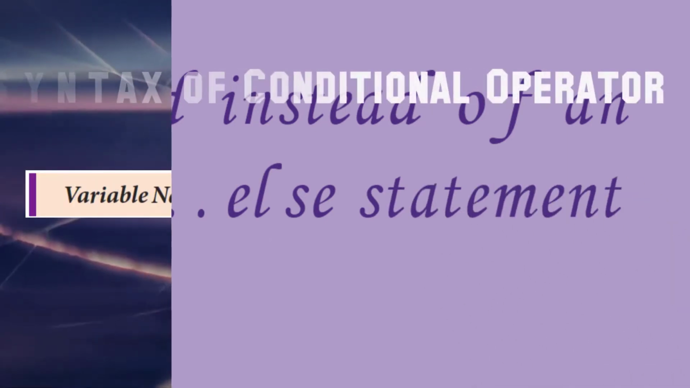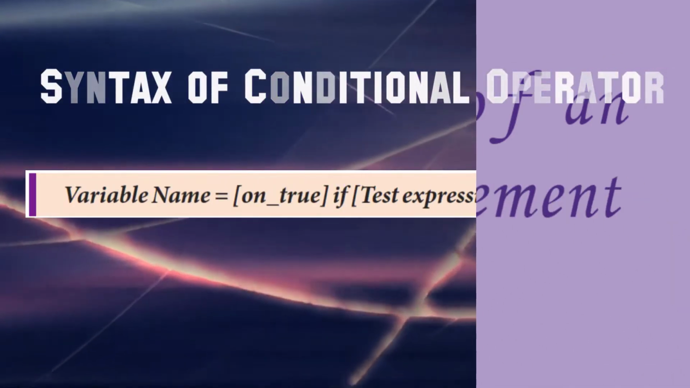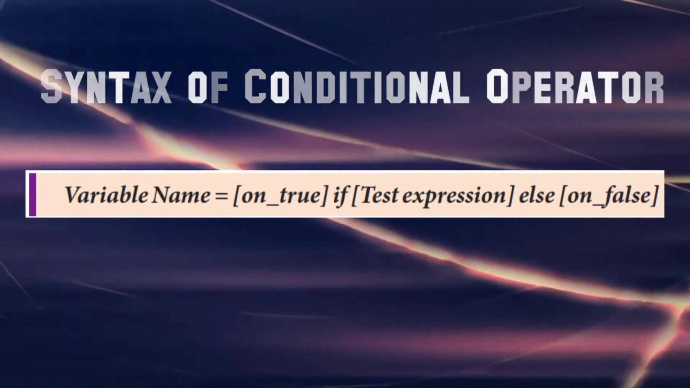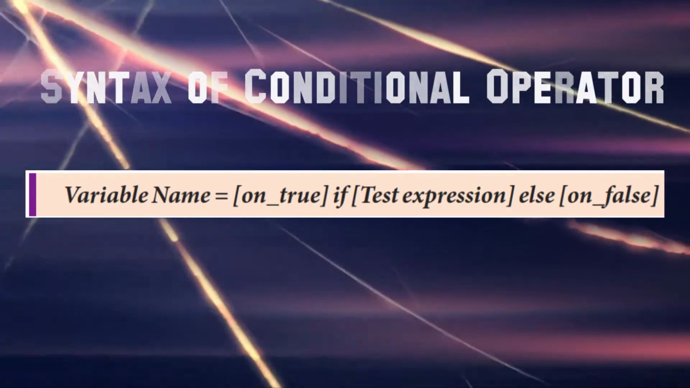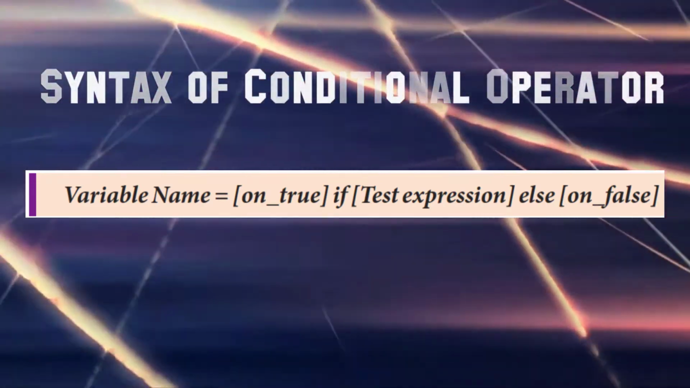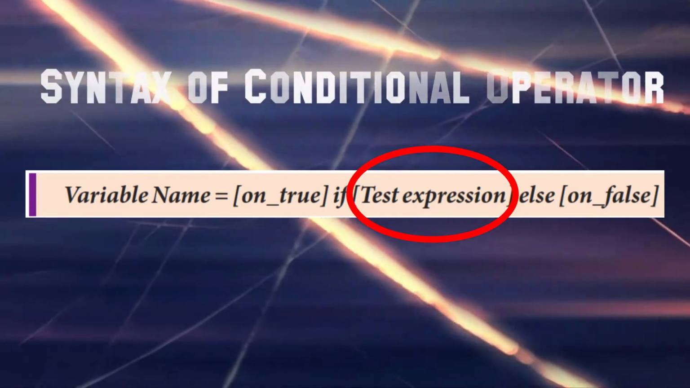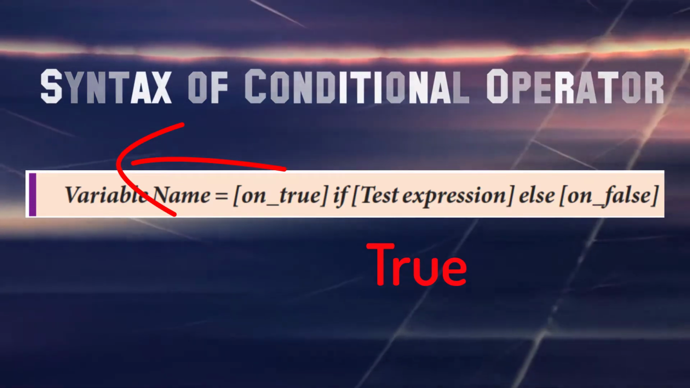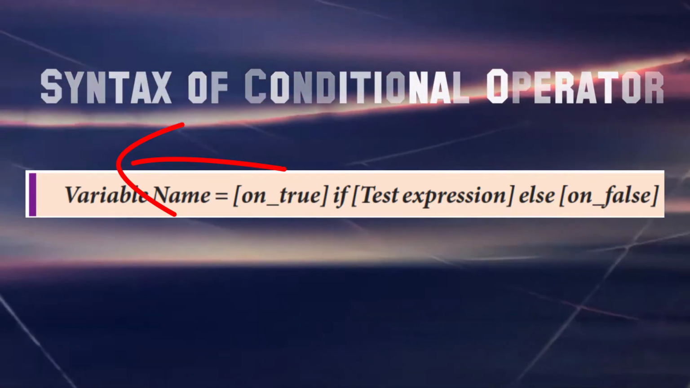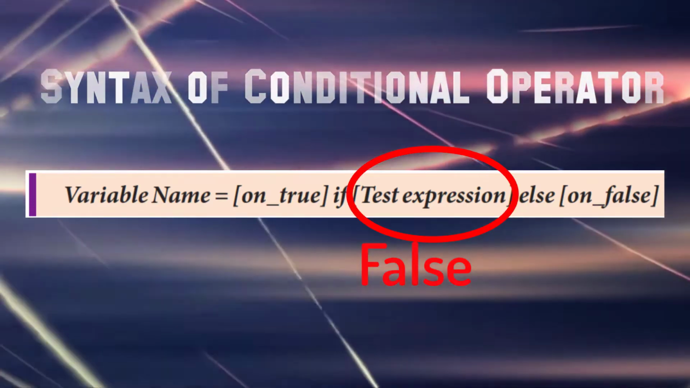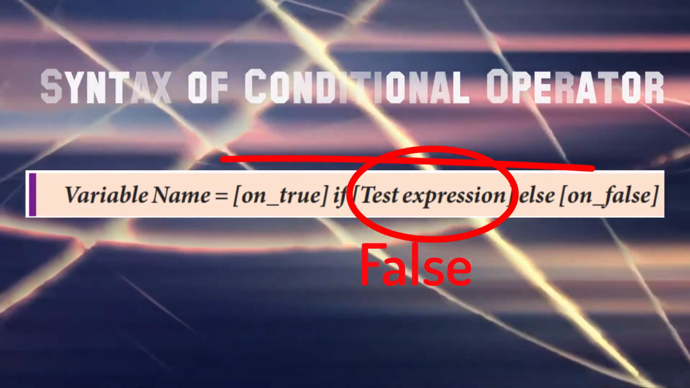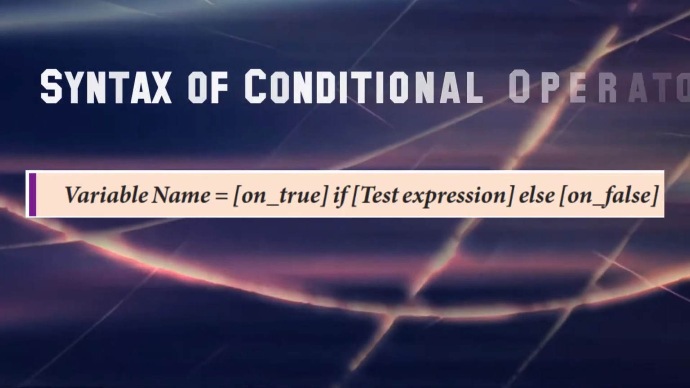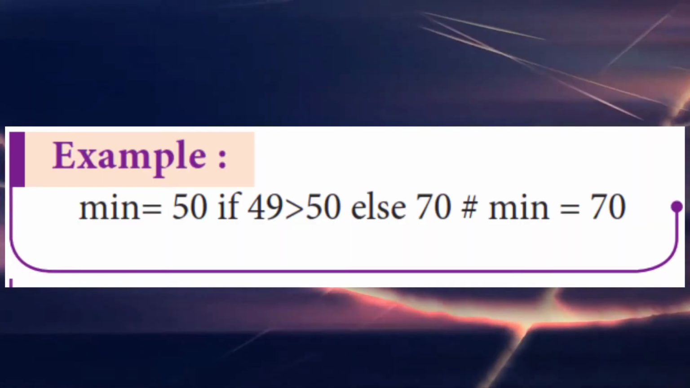The syntax for the conditional operator goes like: variable is equal to on true if test expression else on false. If the test expression is true, then the value given on true will be stored in the variable name. If the test expression is false, then the else part, the on false value, will be stored in the variable name. Now let's understand this better with an example expression.